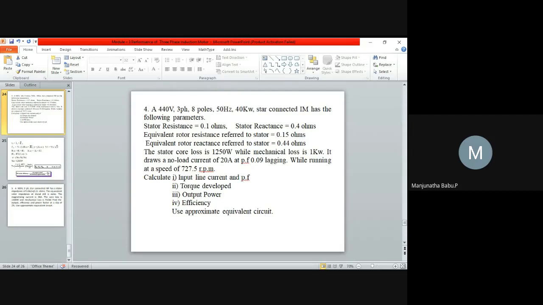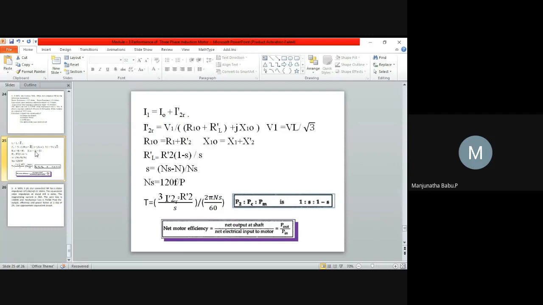Wherever we go for voltage or current equations, to find the impedance, voltage or current, we require the power factor. But when we go for finding the torque, torque will not depend upon the power factor. So that's why we will only consider the magnitude values.